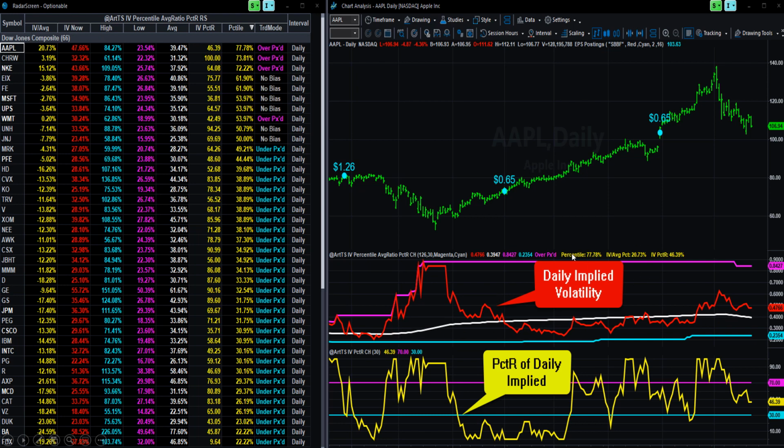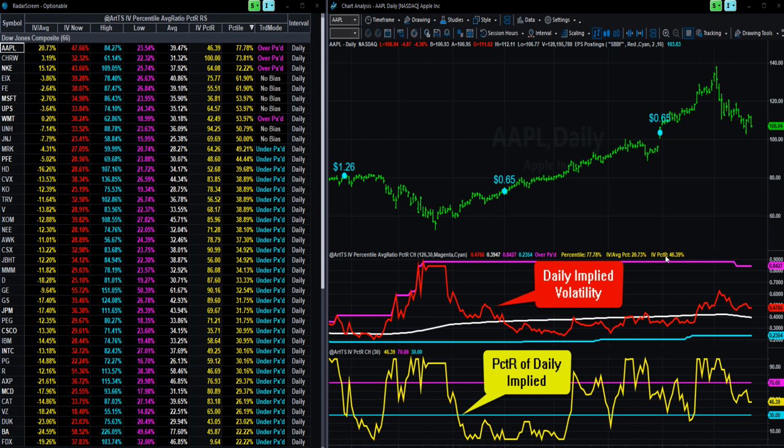So I'm going to calculate that average IV ratio right there. And I can see that we're 20% above that average right there. We're in the 77th percentile. We're at the 46% level of Williams percent R.